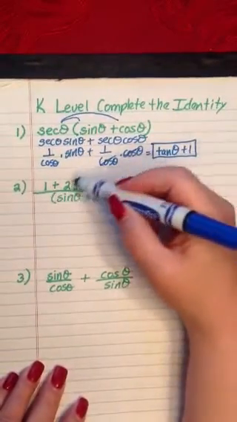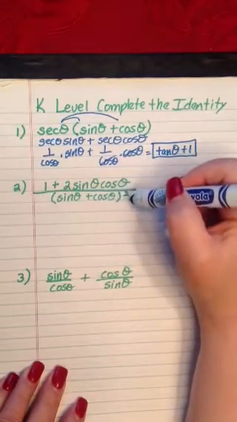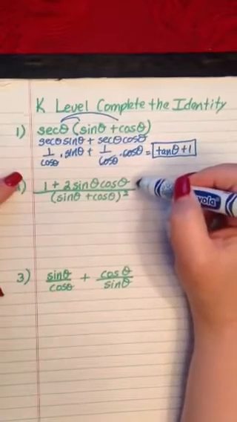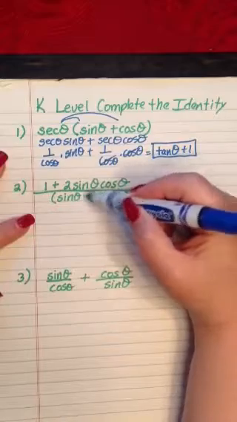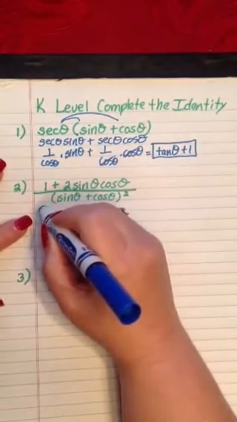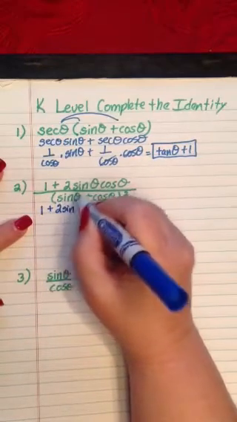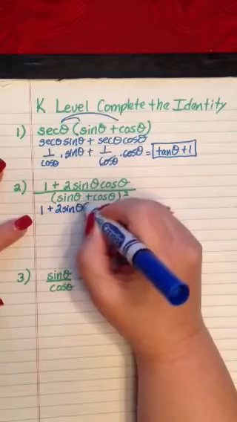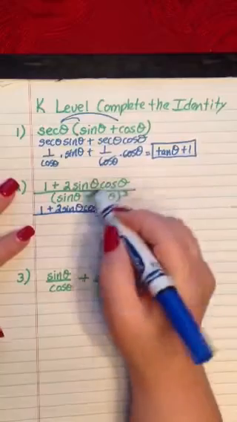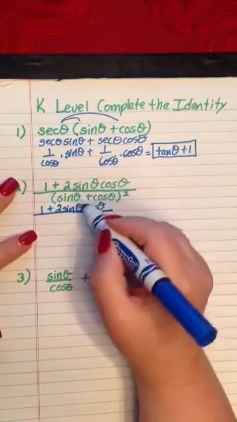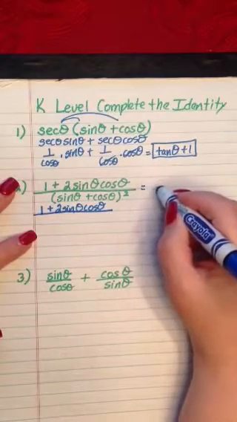All right, nextly we have 1 plus 2 sine of theta cosine theta over the quantity sine theta plus cosine theta, squared. In the numerator, there's not much I can do, but in the denominator, I can go ahead and multiply that out. So I'm going to just copy the numerator down, so 1 plus 2 sine of theta cosine of theta. But in the denominator, I'm going to go ahead and square this. Remember, when you're squaring something, you can go sine of theta plus cosine theta times sine of theta plus cosine theta, which is like when you'd FOIL it.